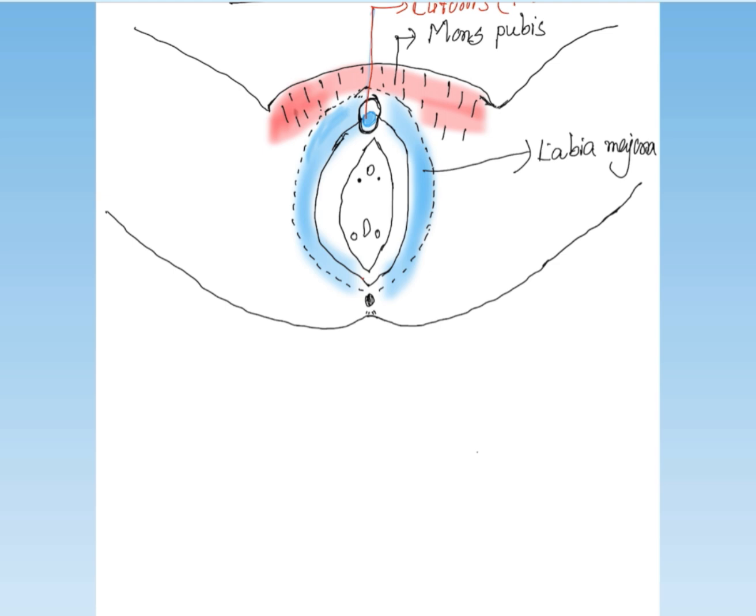What all are present here? It is also a fat-like swelling structure. Sweat gland is present, apocrine gland is present, sebaceous gland is present, and pubic hair is also present here. Pubic hair is present and it protects the inner structures. Whatever is covered by this labia majora, its function is to protect them.